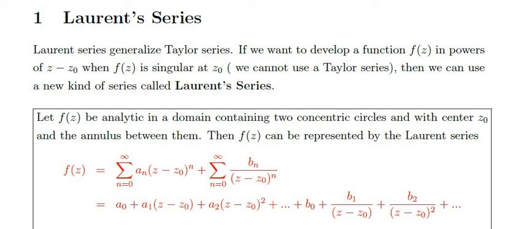That is, if we want to develop a function f of z in powers of z minus z naught, where f of z is not analytic at a point z naught, then we can use a new kind of series called Laurent series. Before going to the definition, first of all we analyze the region of integration, or where f of z is defined.